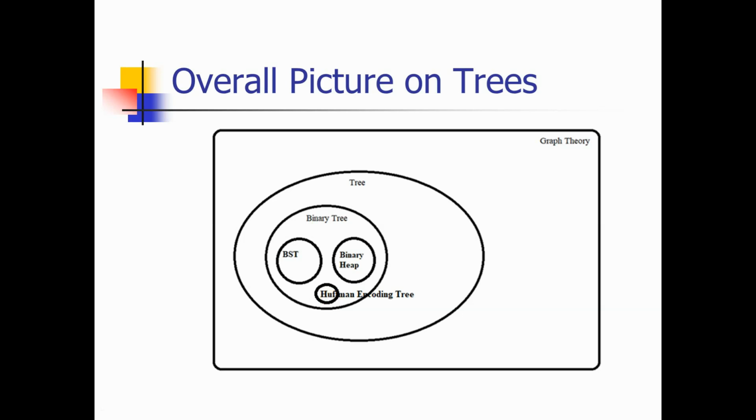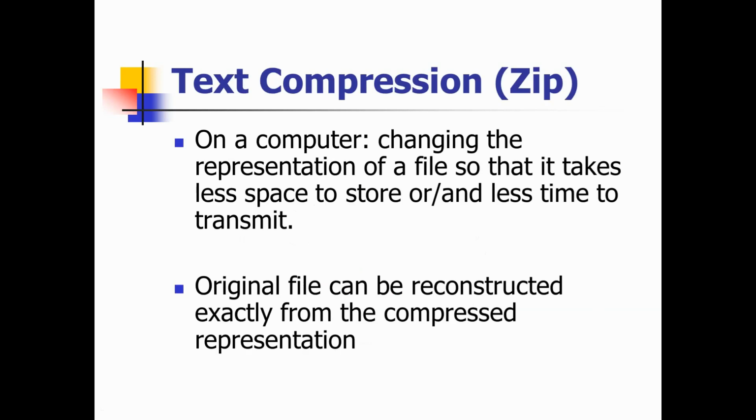So, what is a Huffman encoding tree? To understand it, we need to discuss the zip or the text compression program. On a computer, it means changing the representation of a file so it takes much less space to store and/or less time to transmit. So let's take a look at an example.